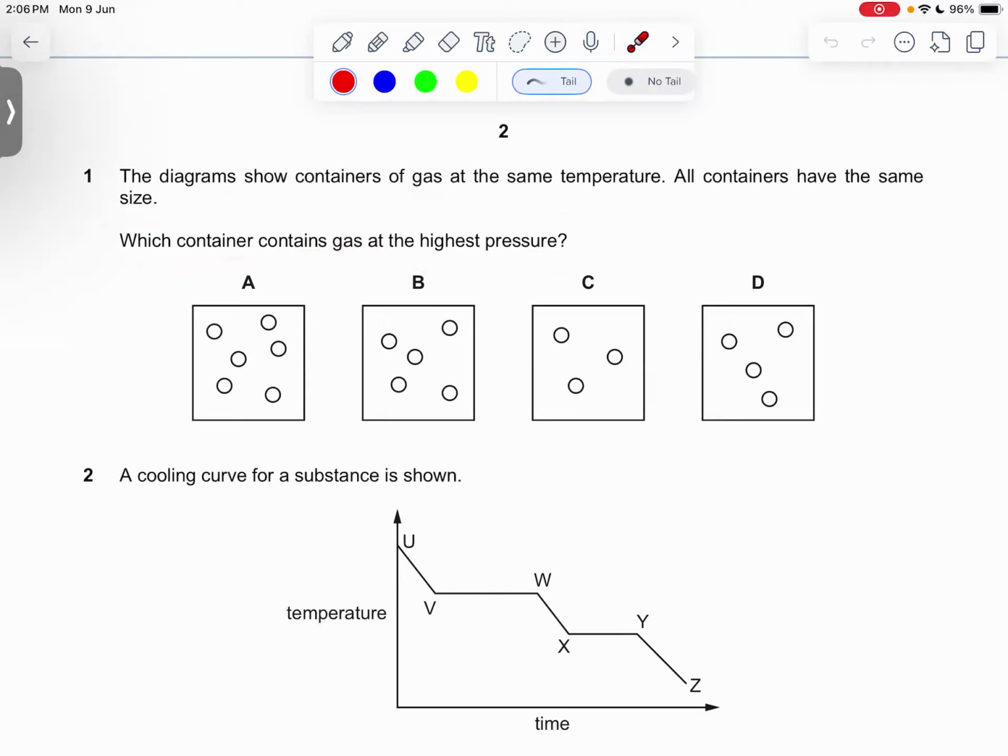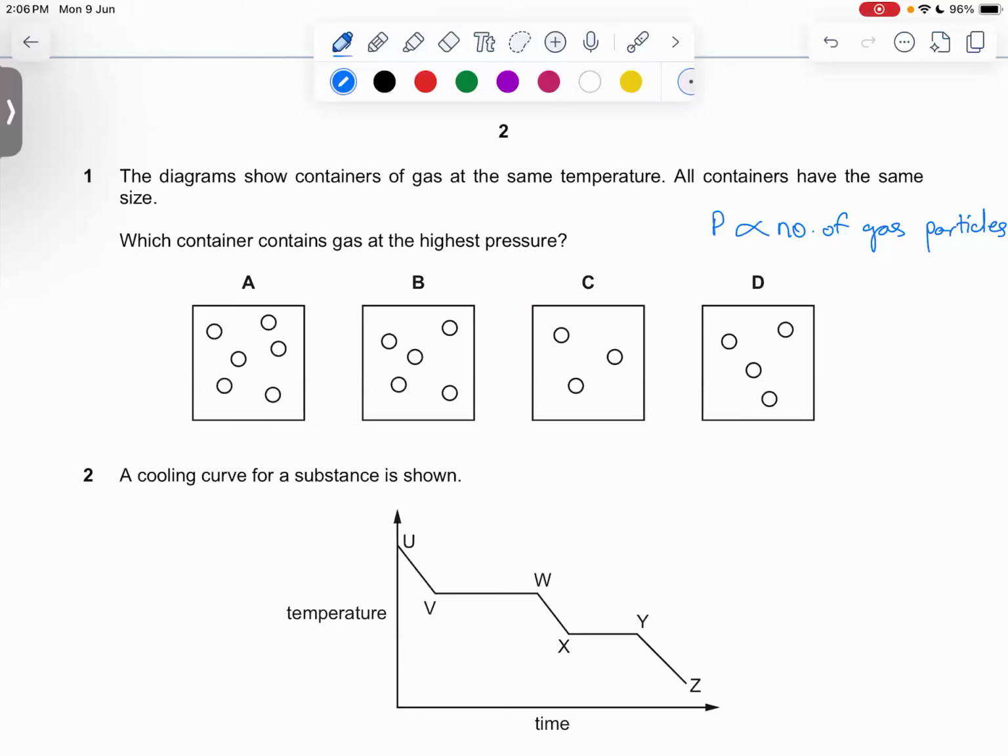Okay, so pressure is directly proportional to volume, and it is also proportional to temperature. Over here you can see that the volume of all the containers is the same, they are all the same size, right? Similarly, they have the same temperature, so neither the volume nor the temperature matters. Then what is the pressure also directly proportional to? Pressure is also directly proportional to the number of gas particles.